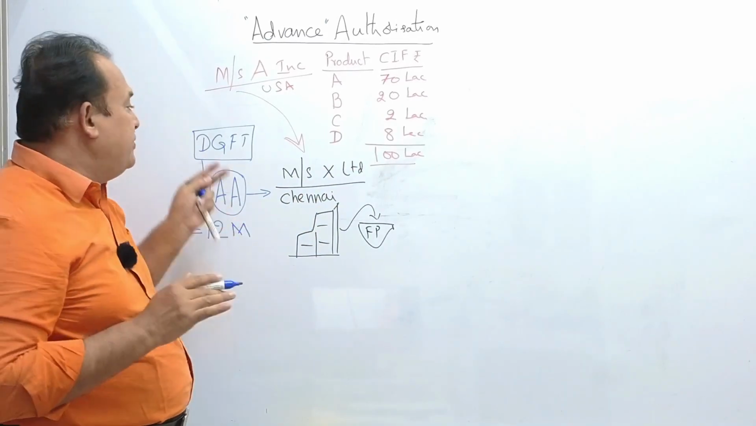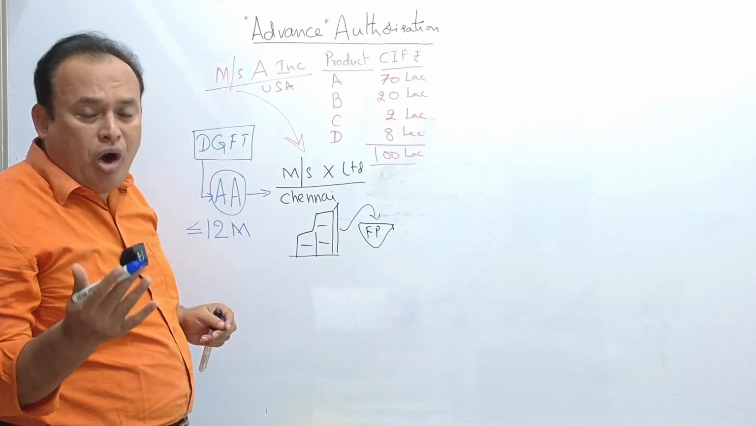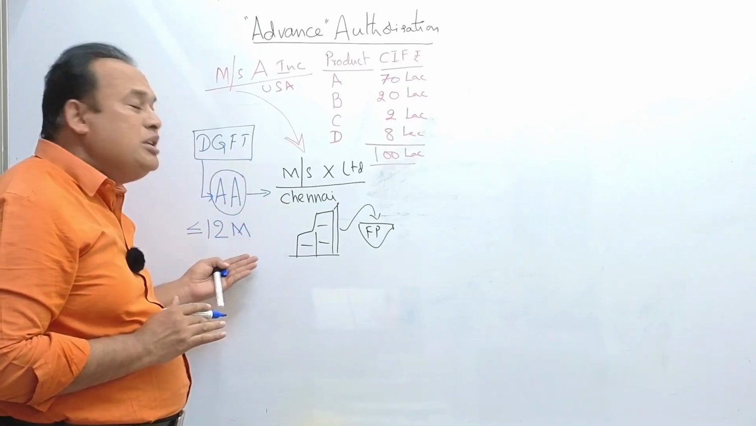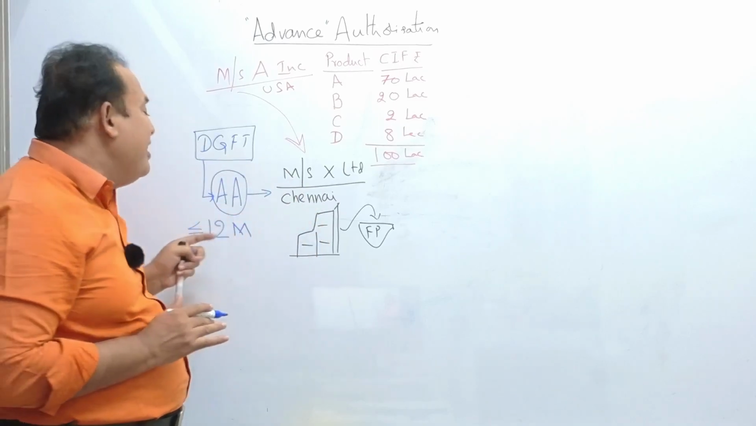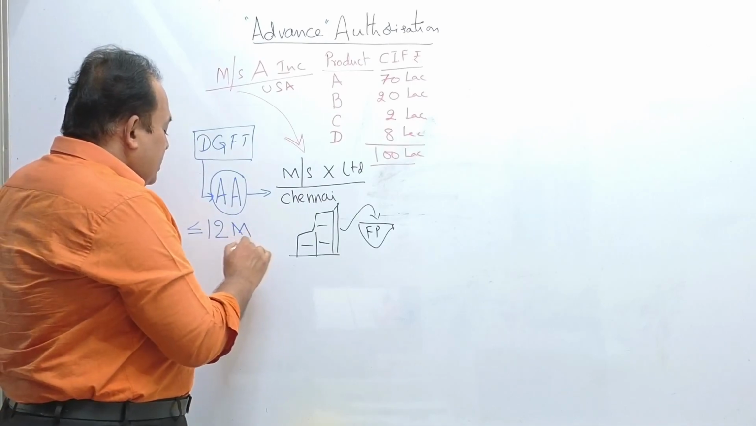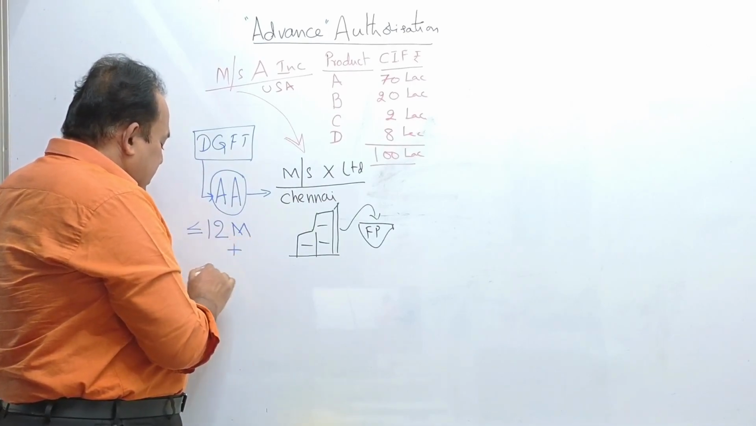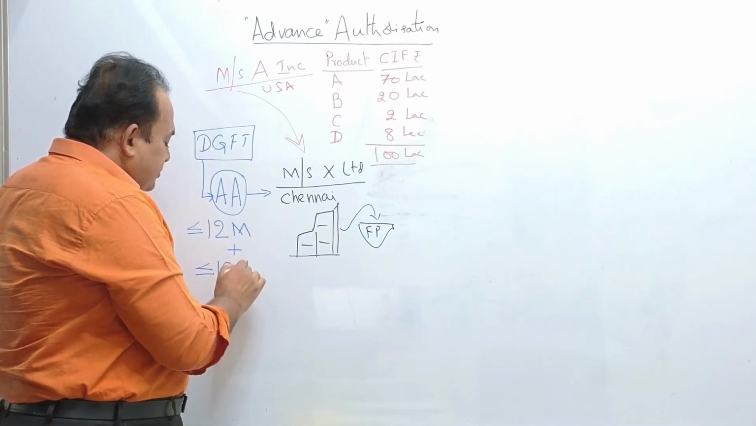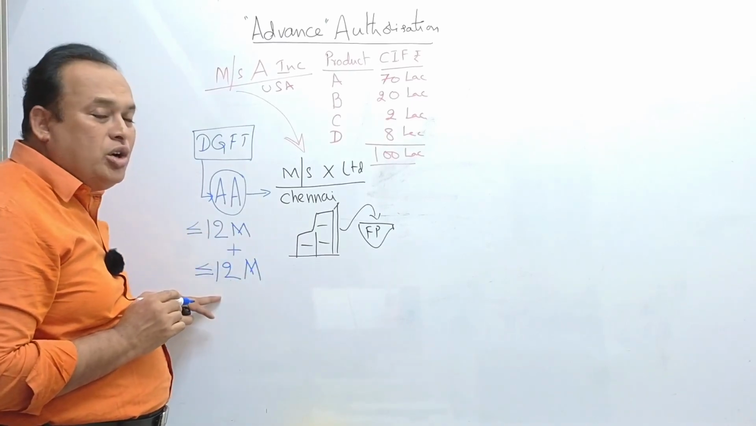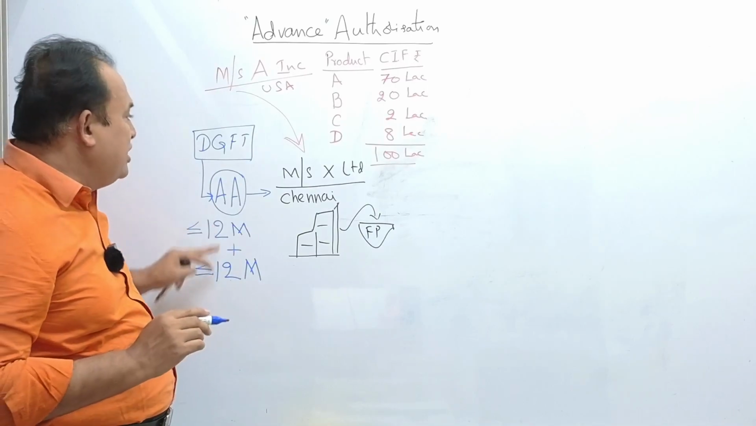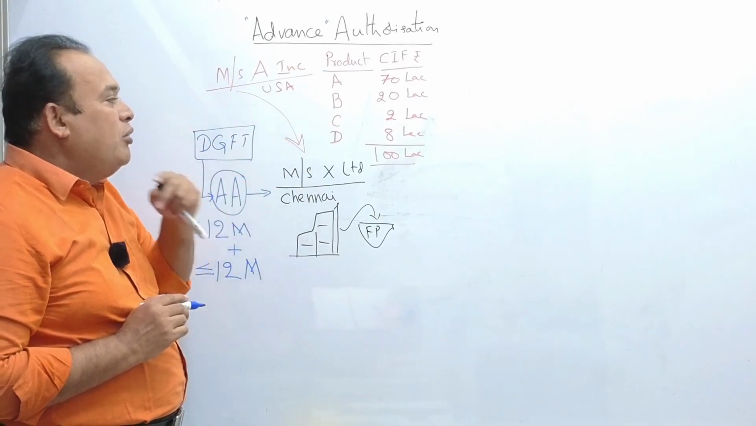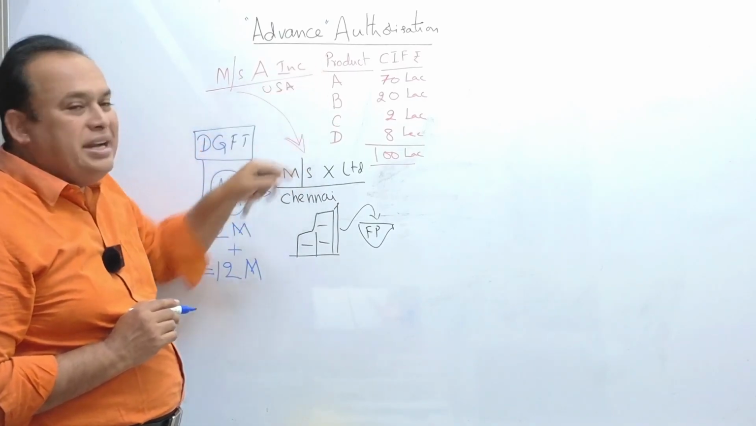If the DGFT, the regional authority RA, considers this positively, okay, if within 12 months you are not in a position to import, we will revalidate it. The license will be revalidated. Further, only once can it be revalidated. Time limit can be extended to another 12 months, within which you have to import the goods. Import the goods, sir. What are the goods imported? A, B, C, D imported, sir.